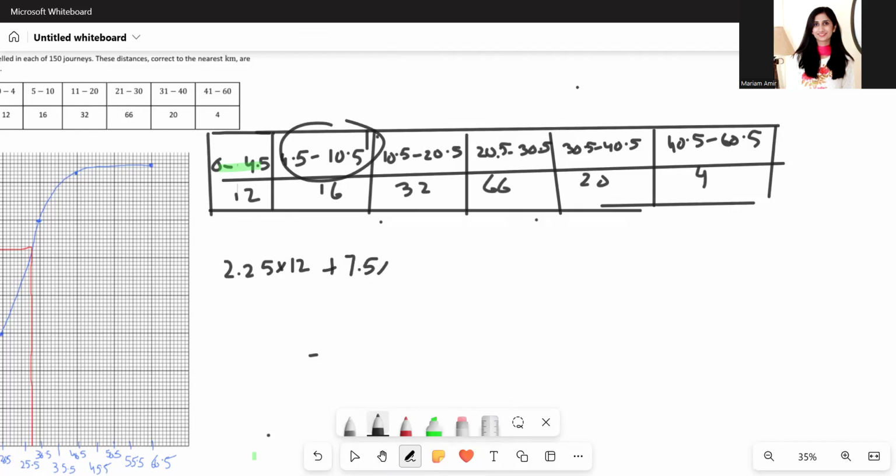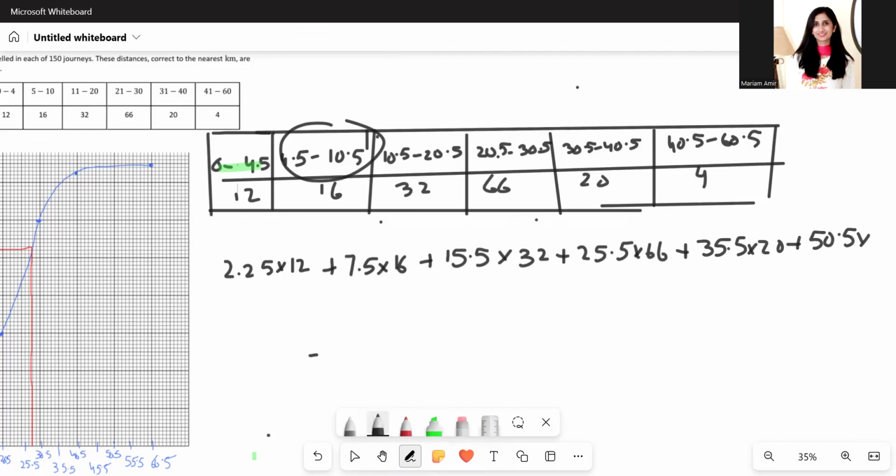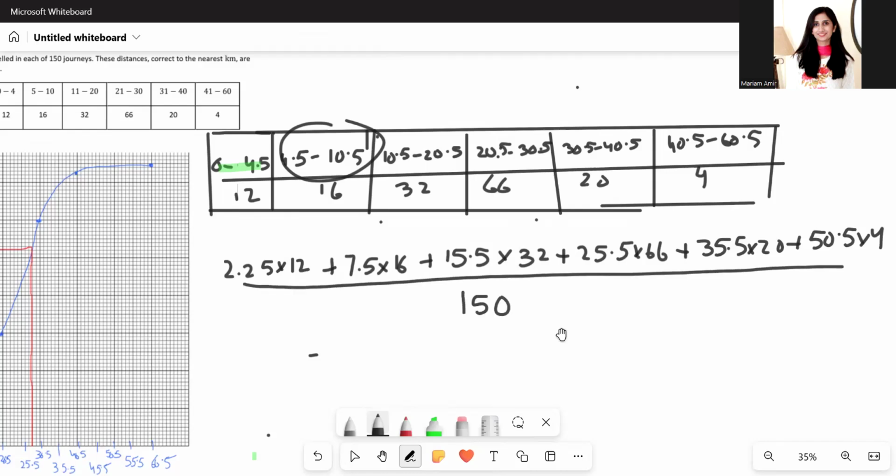into 16 plus 15.5 into 32 plus 25.5 into 66 plus 35.5 into 20 plus 50.5 into 4 divided by total frequency, which is 150. It's given in the question as well, or you could add these up and you get 150. This gives us, I'm writing the rounded answer, 21.6, correct to 3 significant figures.